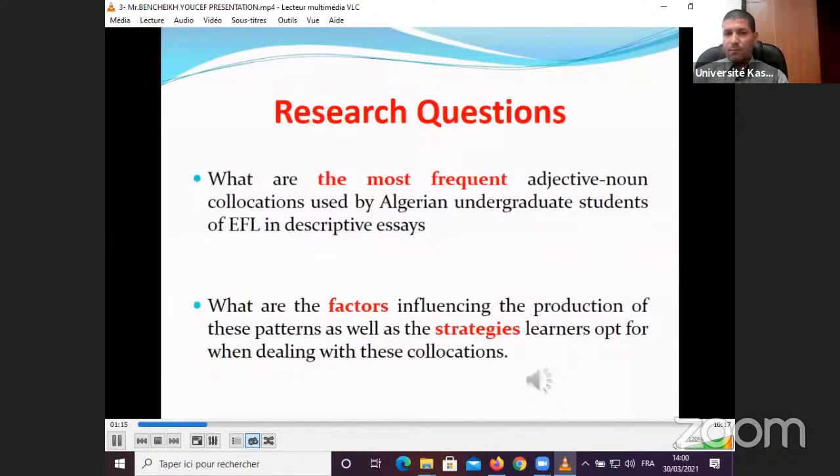The present study aims to answer the following questions. What are the most frequent adjective noun collocations used by the undergraduate students of EFL in their descriptive essays? Second, it aims to find out the factors influencing the production of these patterns, as well as the strategies learners opt for when dealing with these collocations.